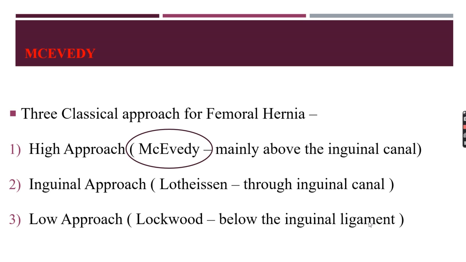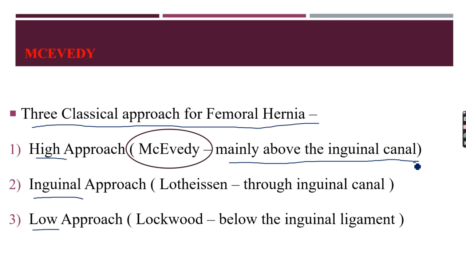We have just mentioned this high approach, the Mcevedy. There are basically three classical approaches for femoral hernia repair or management. One is the high approach, second is the inguinal approach, third is the low approach. In the high approach, known as Mcevedy, we approach the hernial sac above the inguinal ligament, above the inguinal canal, through that route, right? In the inguinal approach, we approach the sac through the inguinal canal, and this is known as the Lotheissen approach. And in the low approach, also known as the Lockwood approach, we approach the femoral hernia sac below the inguinal ligament, right? So high, inguinal and low. High approach, inguinal approach, low approach for femoral hernia, and the high one is known as the Mcevedy approach, right?